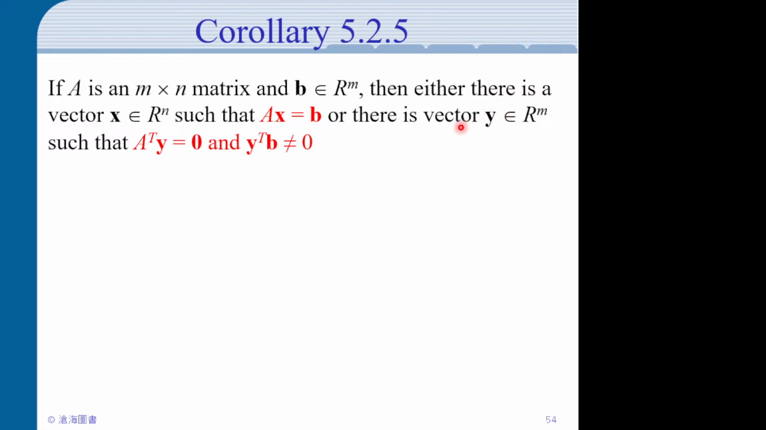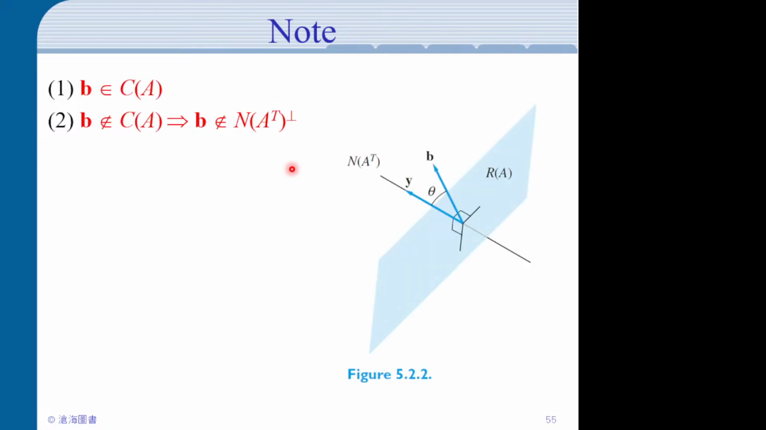We have this corollary saying that if we have an arbitrary vector b, then either Ax equals b has a solution, which means that it's consistent, or when it's not consistent, there is a y such that y is inside the null space of A transpose, and y inner product with b is not equal to 0.